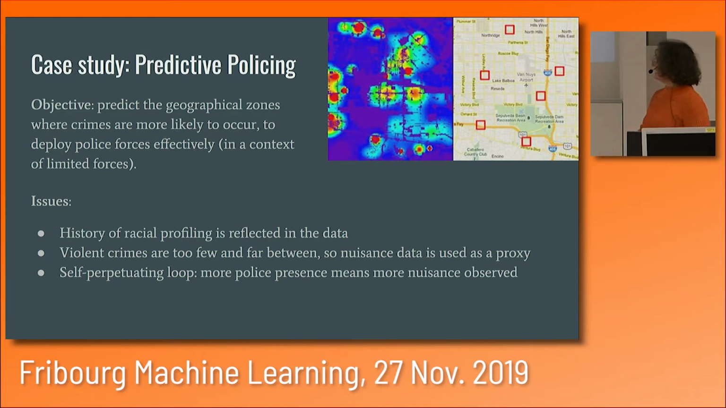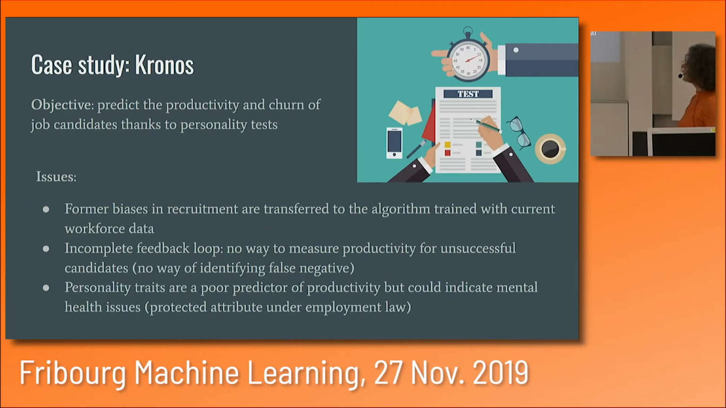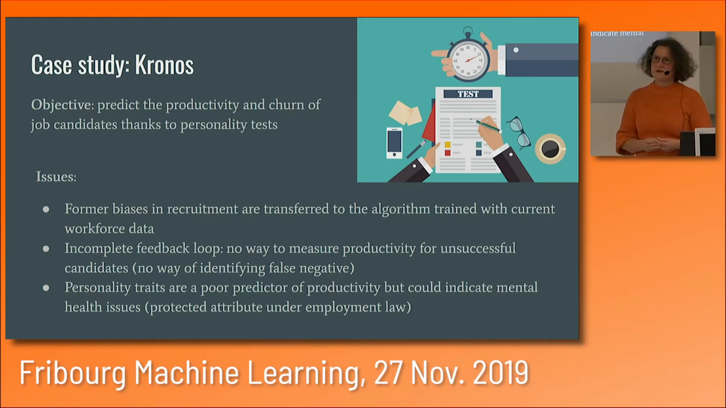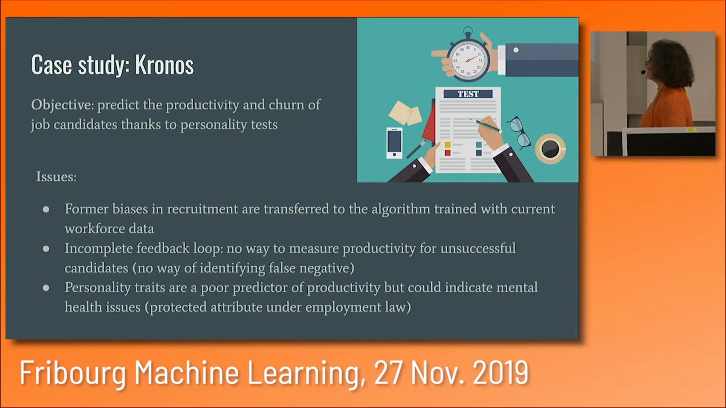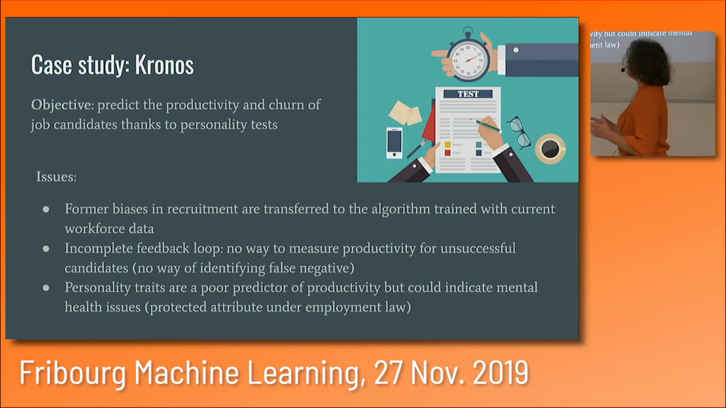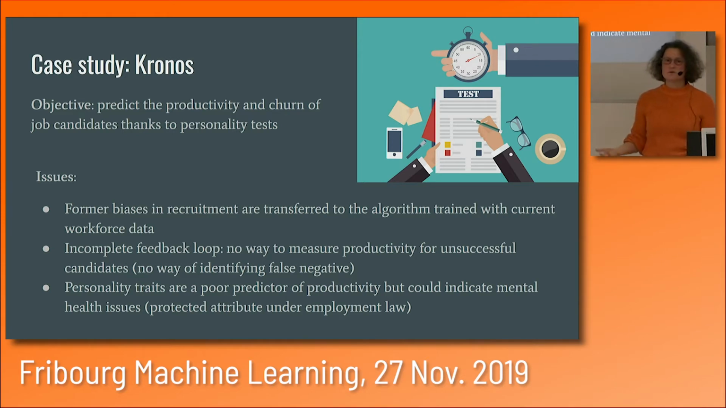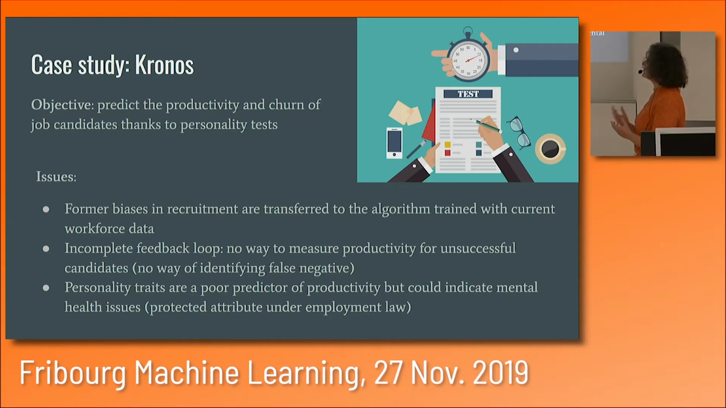So that's the issues that we can see in predictive policing. The next case study is Kronos. It's the idea, in HR, human resources, to predict the productivity and churn of job candidates thanks to personality tests. So, when you receive a job candidate, how do you know which one is going to be the best one to hire, which one is going to be the most productive future employee?